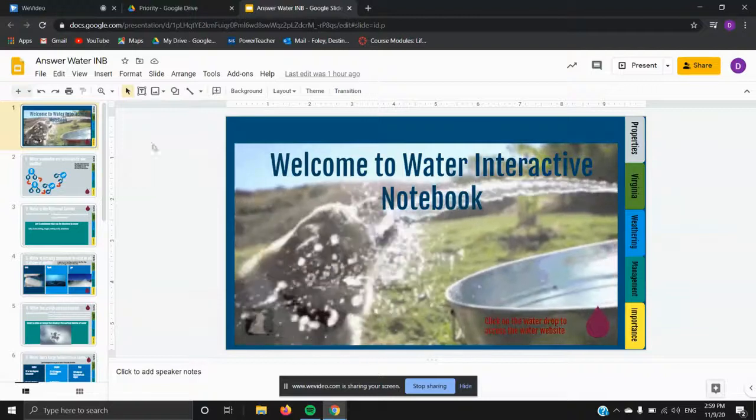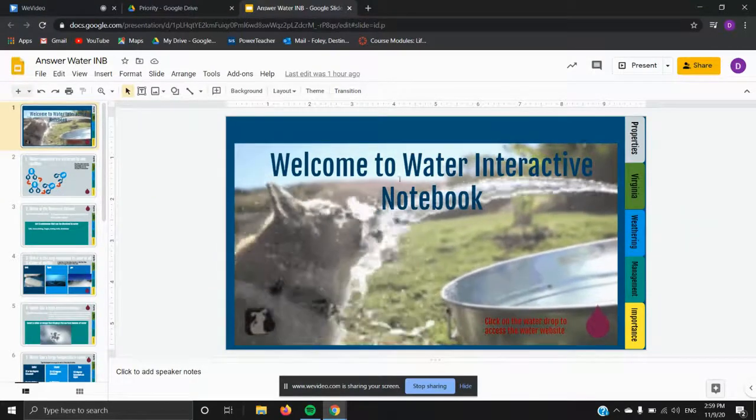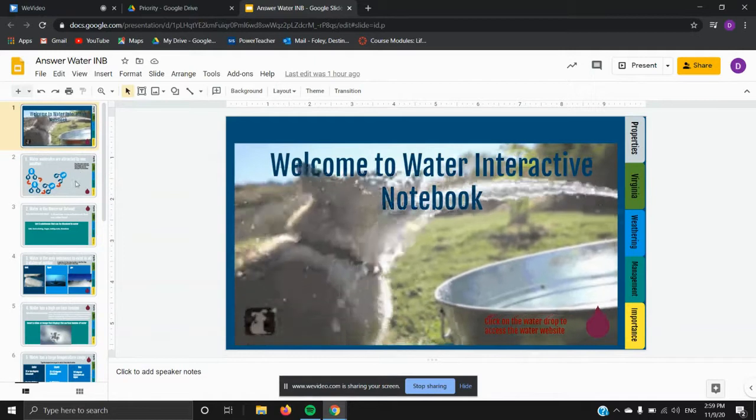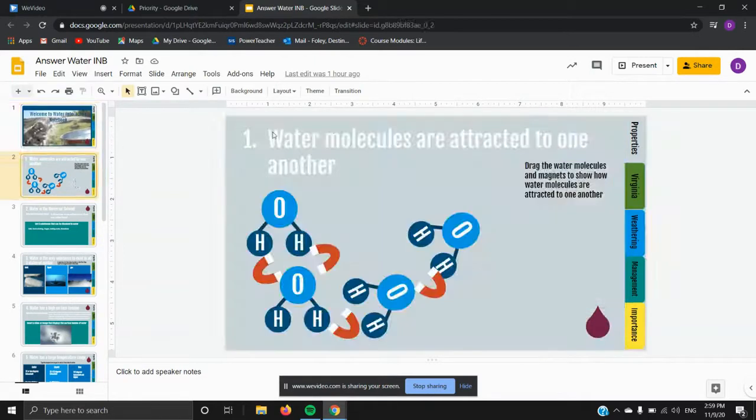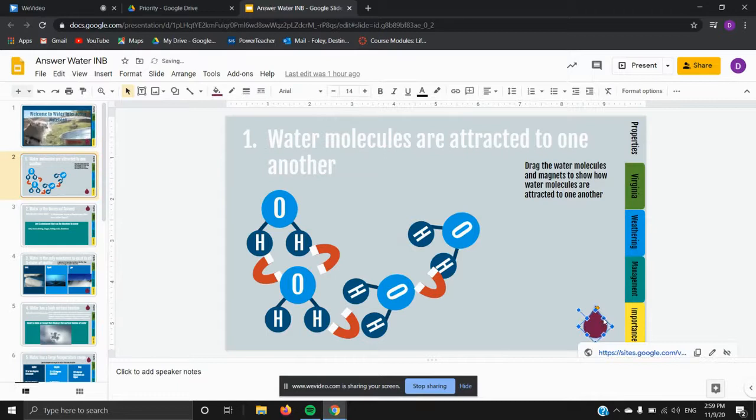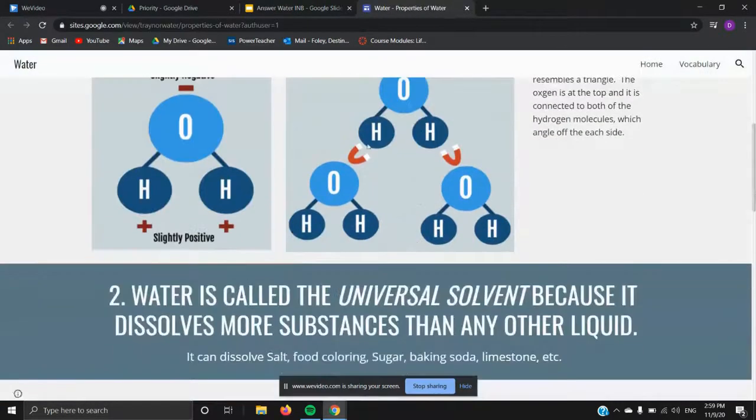All right, so the water notebook, it looks like this. It's got a fun gif of a dog drinking some water. So the first slide that you're working on, slide 2, what water molecules, sorry, are attracted to one another? So you'd click on the raindrop, and it would take you to this.